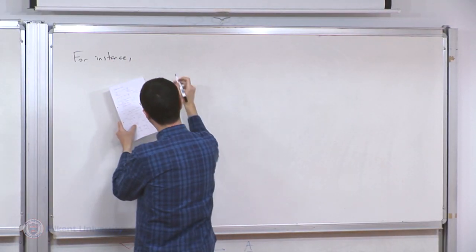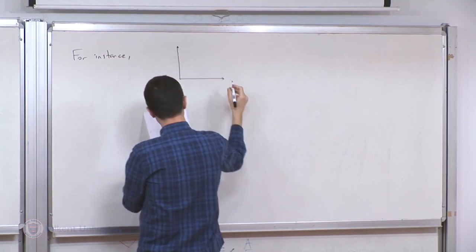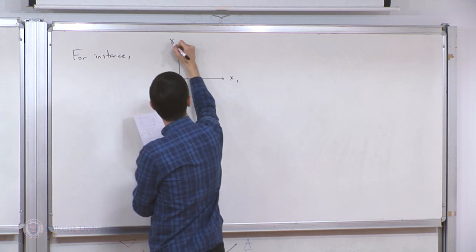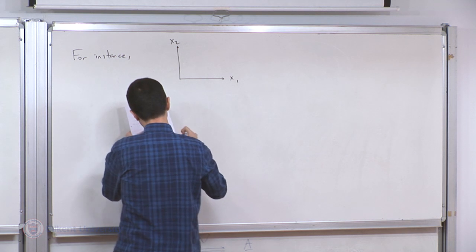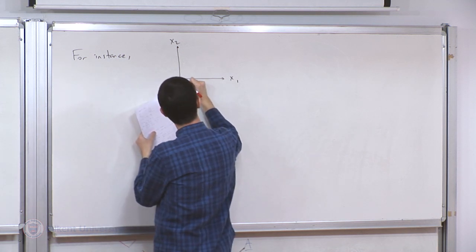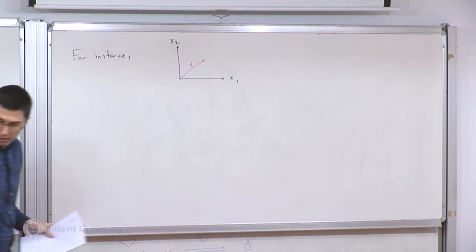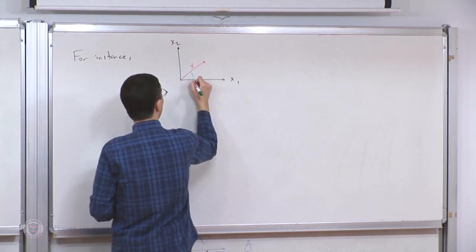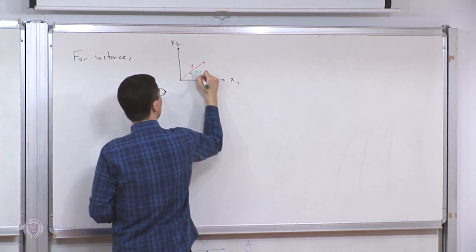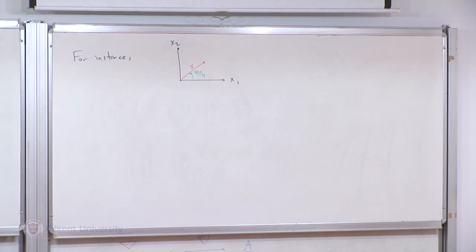So I choose a coordinate system, x1, x2. And on that coordinate system, or independent of the coordinate system really, I have a vector. This vector I will call v. Now, v is not just any vector. It's not velocity or something, but it has a special direction: it's at an angle of 45 degrees from either coordinate axis.